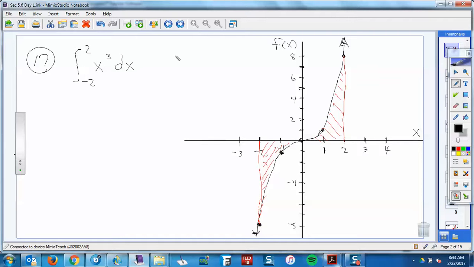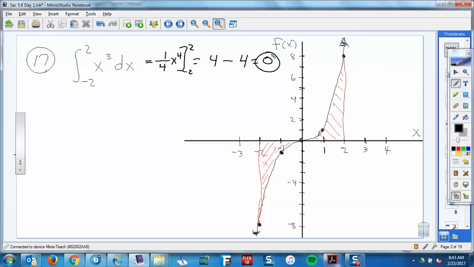Well, we can do the fundamental theorem right now. The antiderivative is 1/4 x to the 4th, from negative 2 to 2. Plug in a 2: 16 times 1/4 is 4, minus, put in a negative 2, which is also 16 times 1/4, so 4. 4 minus 4 is 0. Does it surprise you that that area is 0? No, you knew it was going to be 0, didn't you? Okay, so we know the exact answer is 0.